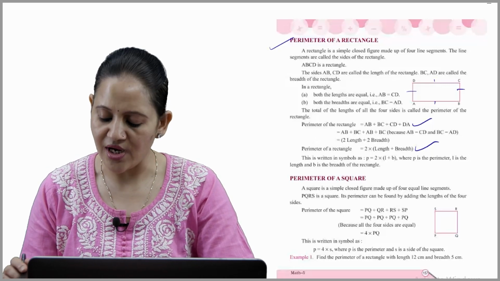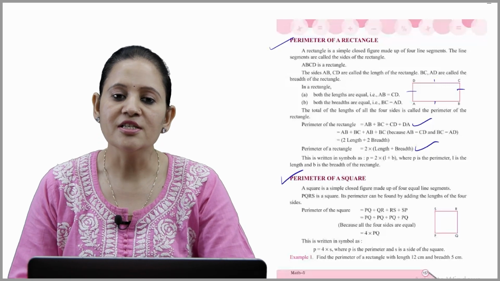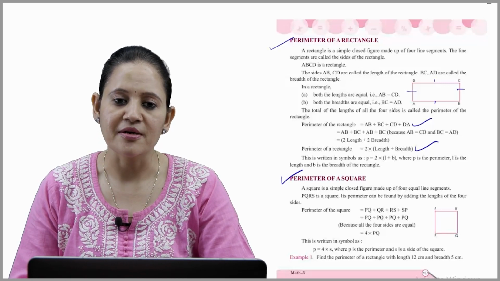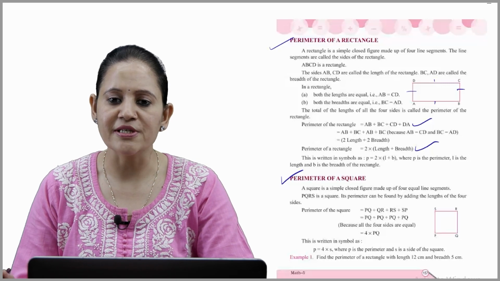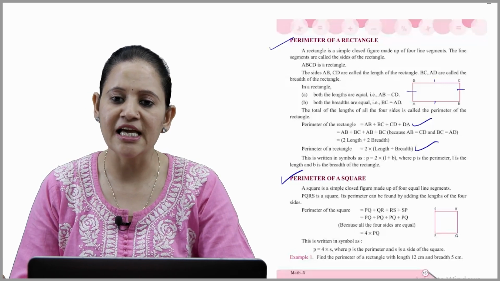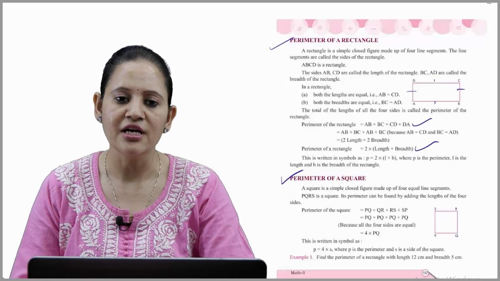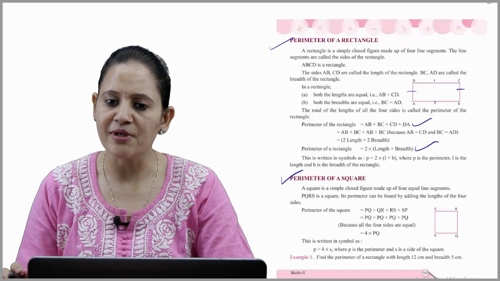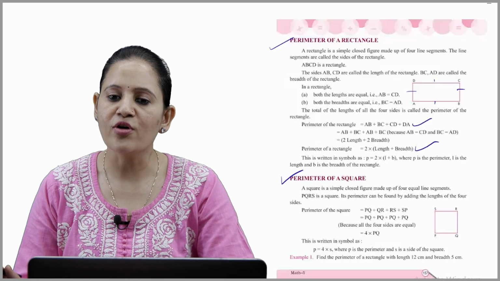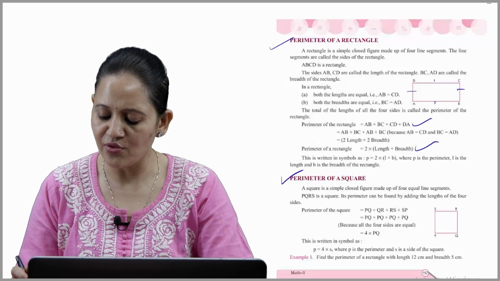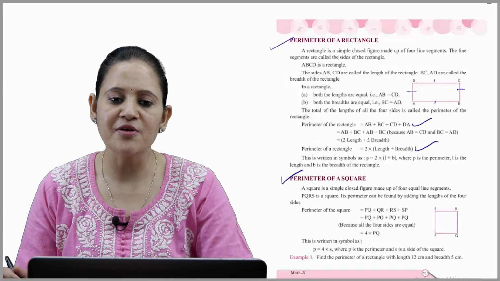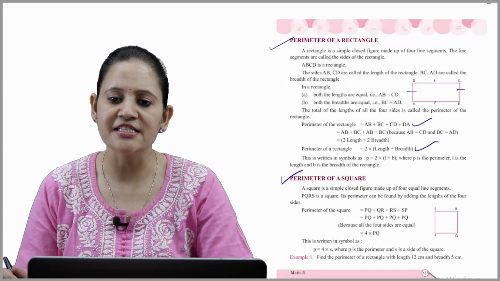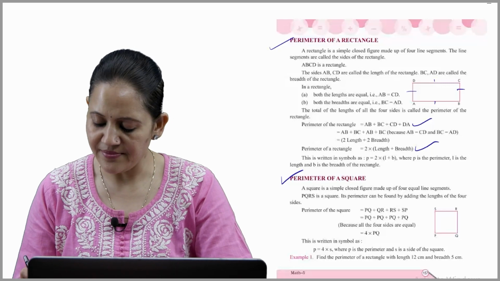Next is perimeter of square. A square is a simple closed figure made up of 4 line segments. PQRS is a square. Its perimeter can be found by adding the lengths of all 4 sides. So perimeter of square क्या हो जाएगा? PQ plus QR plus RS plus SP, means length of all 4 sides. उसका sum जो है that is the perimeter. So here all 4 sides are equal, so we can write PQ plus PQ plus PQ plus PQ, because all 4 sides are equal. So that is equal to 4 into PQ. This is written in symbols as P equals 4 into S, where P is the perimeter, S is the side of the square.